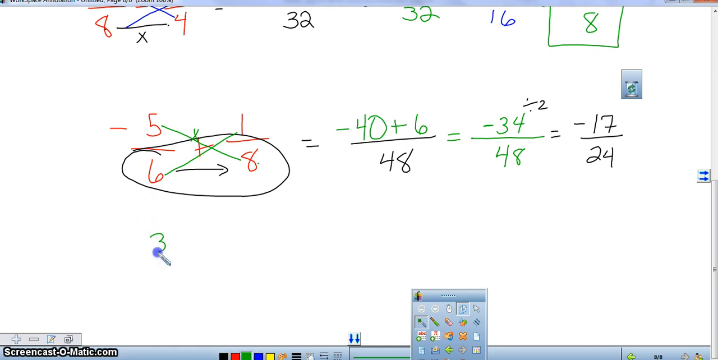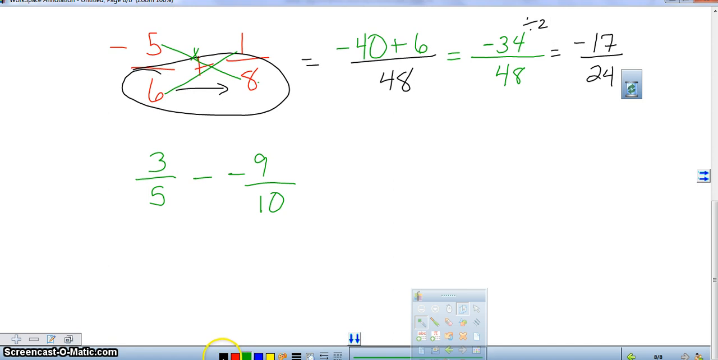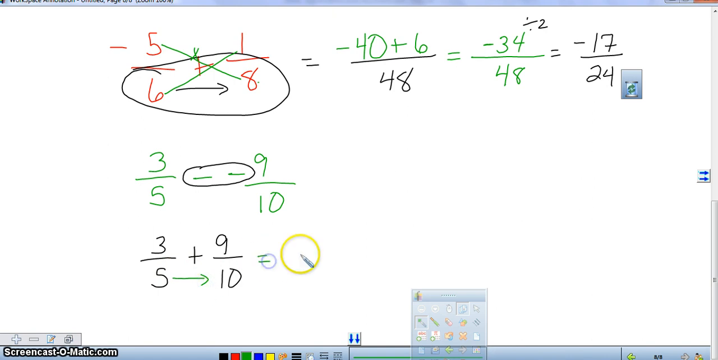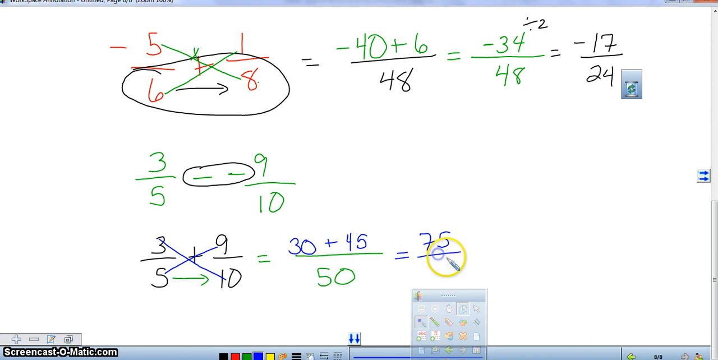So like if you had 3 over 5 minus a negative 9 over 10, what you want to think about is what we did before. Anytime we have two negatives right here, so let's write this as 3 over 5. Instead of saying minus a negative, we just make it plus 9 over 10. And then we're going to multiply these because they're different. So 5 times 10 is 50. 3 times 10 is 30. And then 9 times 5 is 45. So I get 75 over 50.